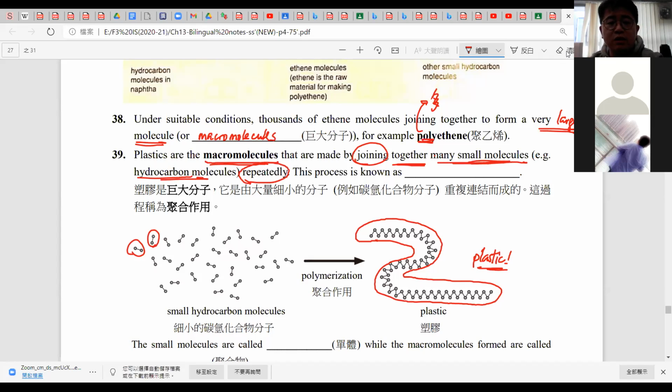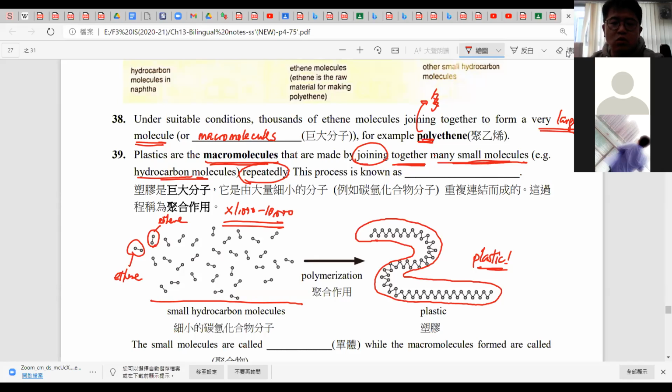So underline the term repeatedly, which means that this is what we call ethene. This is also ethene. We have got so many ethene here. Okay, it can be 100, or 1,000, or even 10,000 molecules. They are going to join repeatedly to form a very big molecule. We would say this is the plastic, the molecule of the plastic.